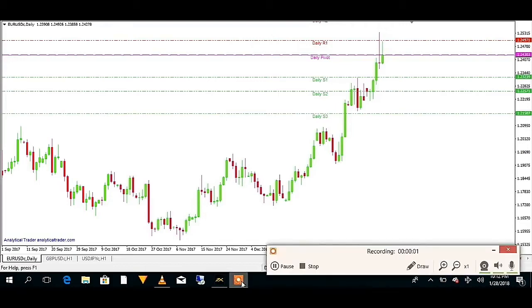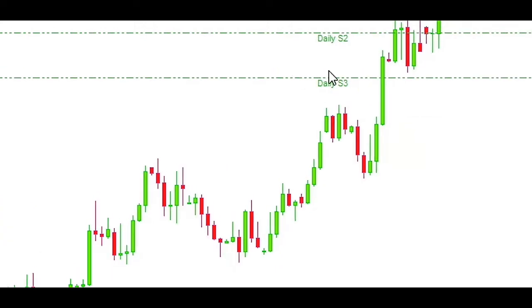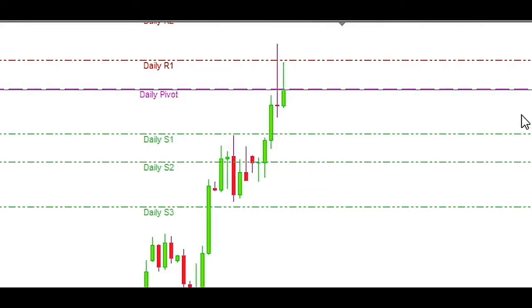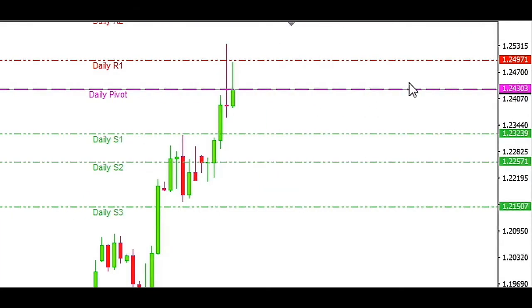So now I'm showing you the Euro USD support and resistance. Okay, so we can see that in the market we have a daily resistance 1, and daily support 1, daily support 2, and daily support 3. So our next resistance at the 1.2497. Okay, so 1.2497 is our next resistance for the Euro USD, and our pivot point is 1.2430.